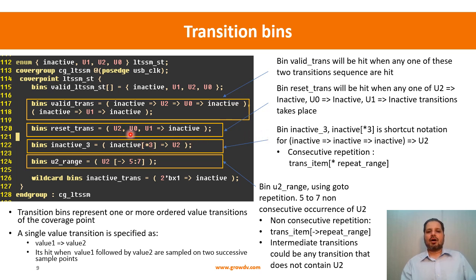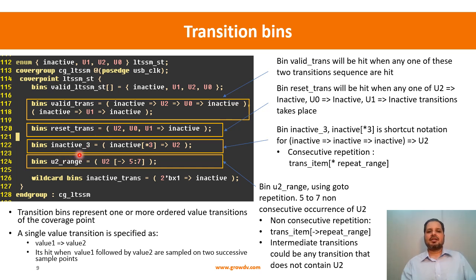So here, if you look at it, on the left hand side of my transition operator, I have a comma separated list of multiple values. So when I have written it in this form, it gets expanded to U2 followed by inactive, and U0 followed by inactive, and U1 followed by inactive. Every one of these values gets expanded and combined with the one on the right hand side. So when any one of these three types of transitions happens on two successive clock cycles, then the reset transition bin will be hit. Okay, so then we have another one.